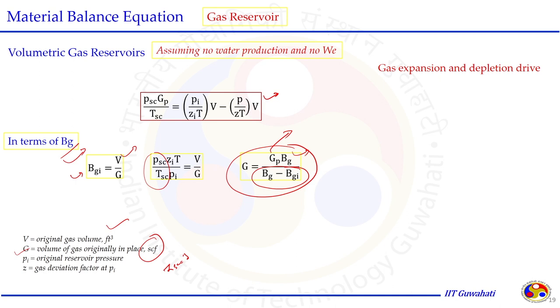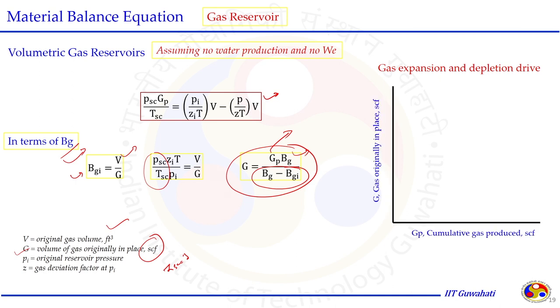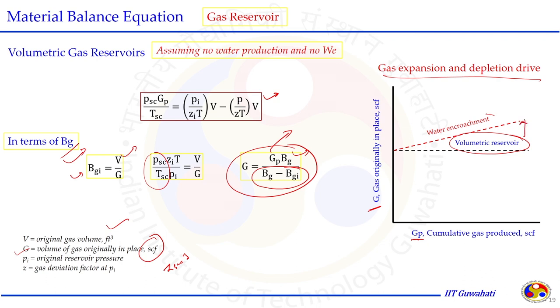So if the gas expansion and depletion drive is present and we are plotting G versus the cumulative gas production at the standard conditions, if we are getting the straight line, it means it is the volumetric reservoir and the gas expansion and depletion drives are significantly contributing towards the production. If we are getting the deviation on the upper side, it means it is supported by the water. Water is getting encroached in the reservoir domain.